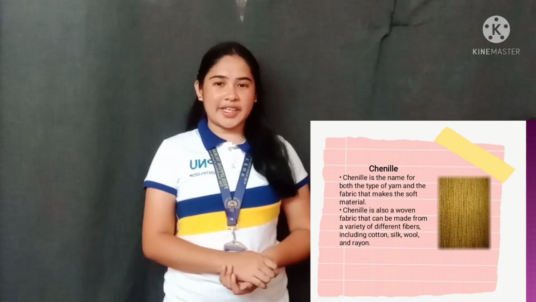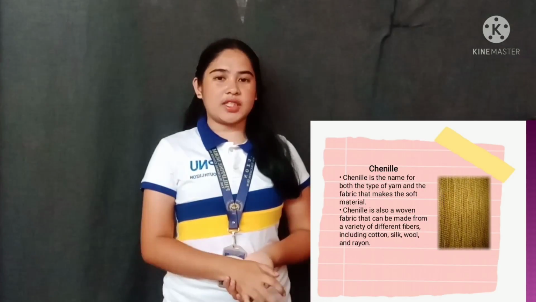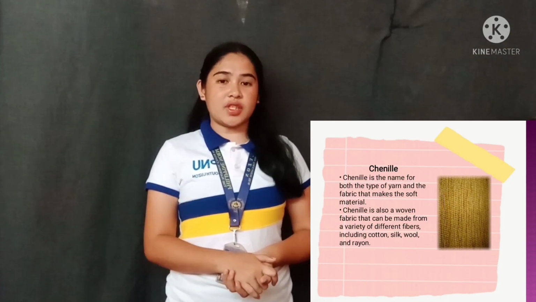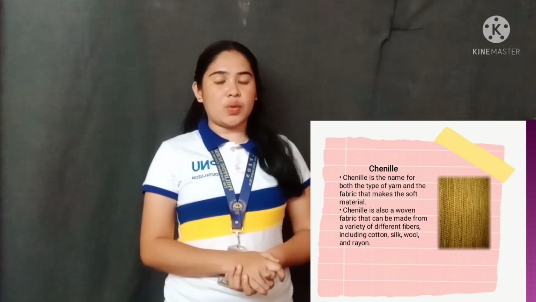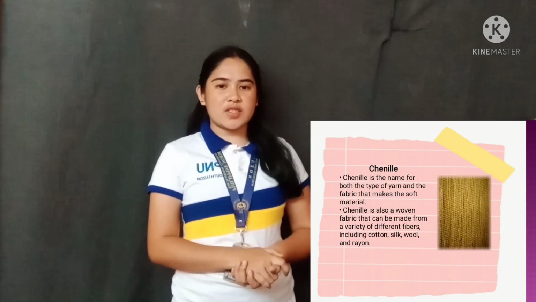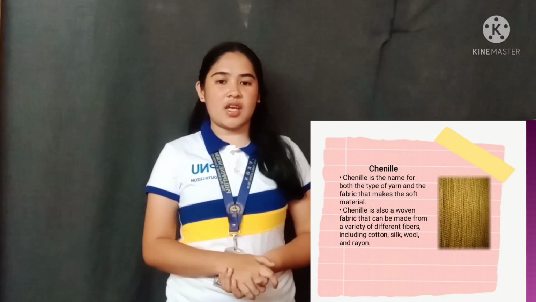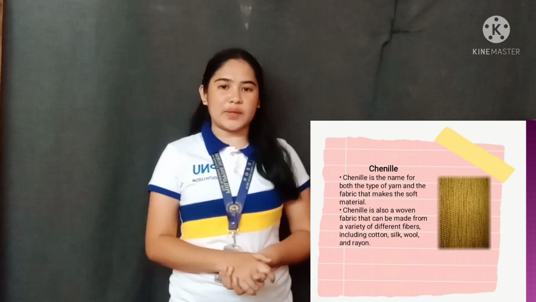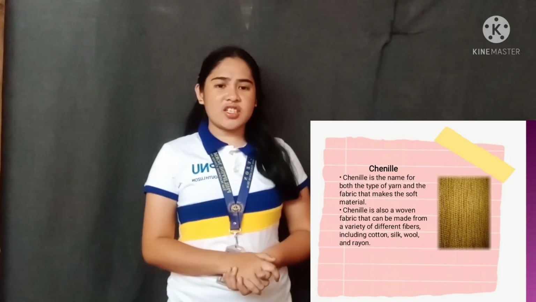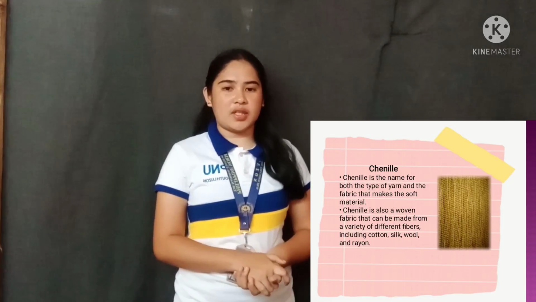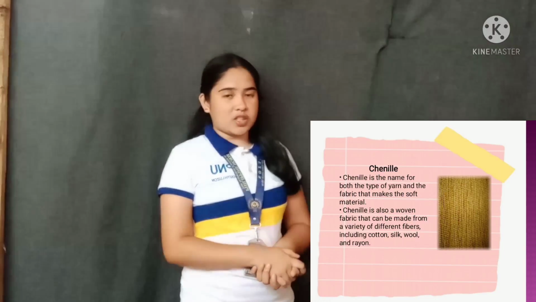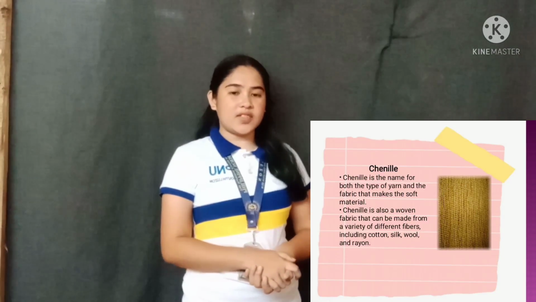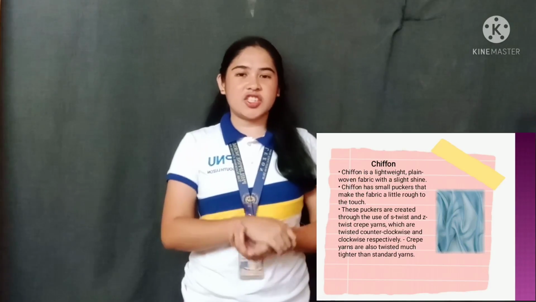Third is chenille. Chenille is the name for both the type of yarn and the fabric that makes the soft material. The threads are purposely piled when creating the yarn, which resembles the fuzzy exterior of the caterpillar. Chenille is also a woven fabric that can be made from a variety of different fibers including cotton, silk, wool, and rayon.